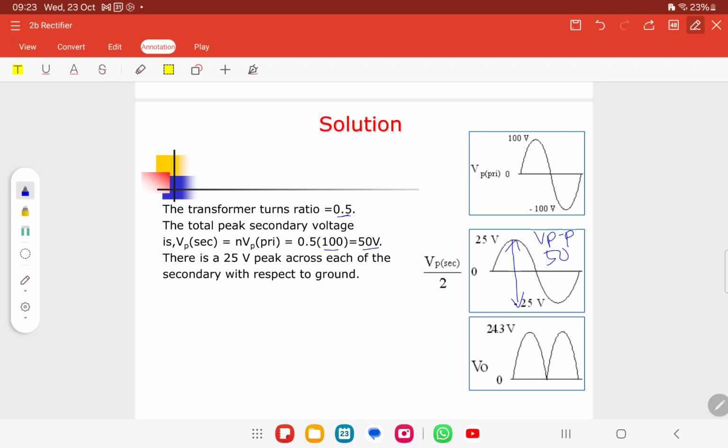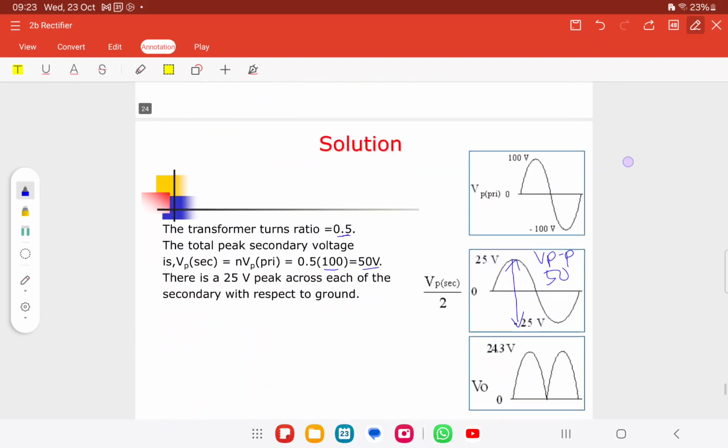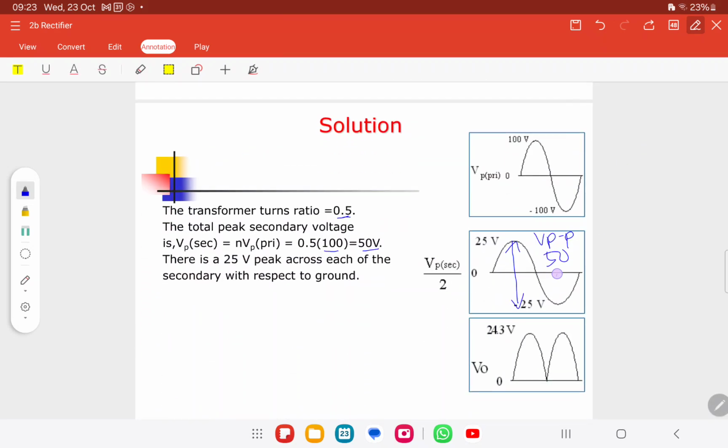Sebab it is transformer, so dia akan tricky dekat part transformer ni. So because it is V peak to peak, so for one VP is only 25. Okay, yang ni 24.3 ni sebab dia dah tolak dengan diode punya tu bila dia kira minus VD tu. Okay.